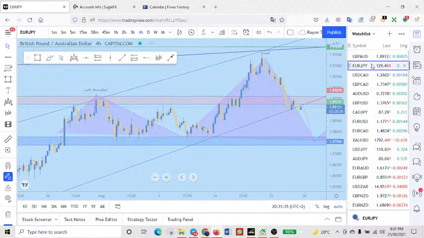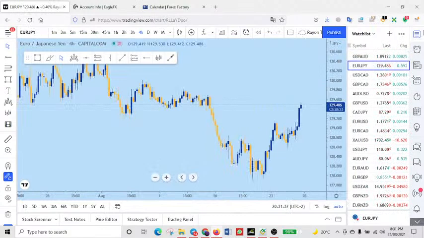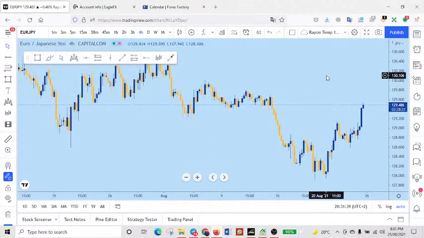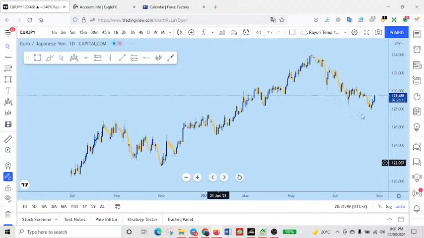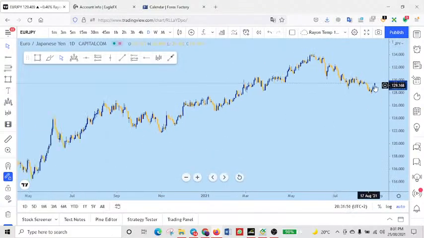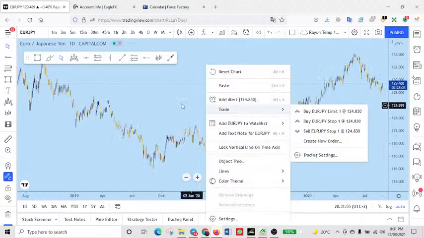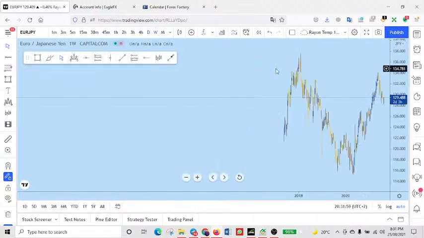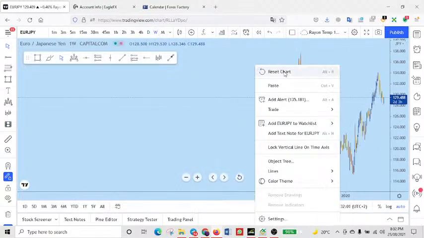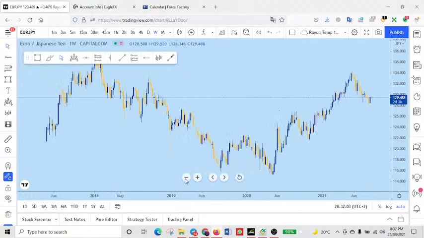Euro JPY. Okay, Euro JPY has been pushing up for quite some time now. The reason being that JPY is weak and Euro is strong. If you look at the JPY and Euro index, you see that Euro is strong and JPY is weak. That's why it's pushing up like this. Okay, now guys, let's go to our normal routine. We do our top-down analysis, and we see what is happening in the market right now.